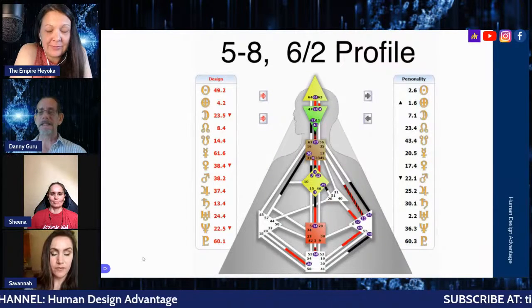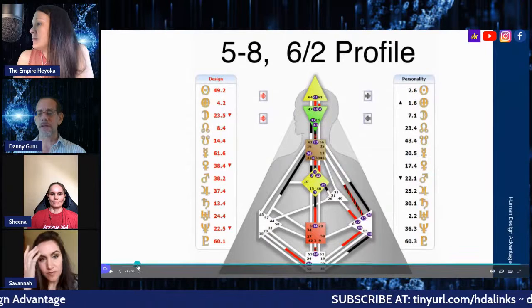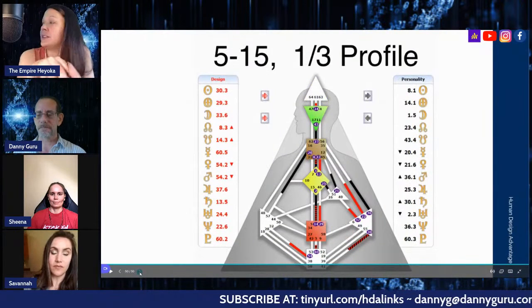If you go to that 6-2, it is about to swap over again. If you go to the next slide, to 1-3.